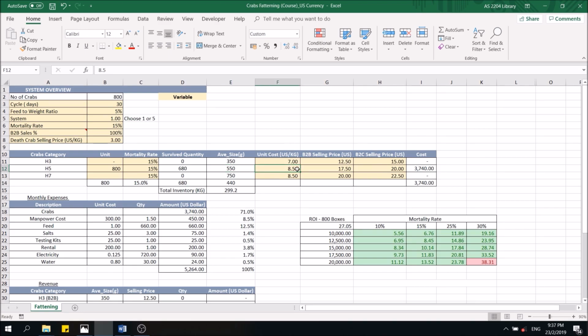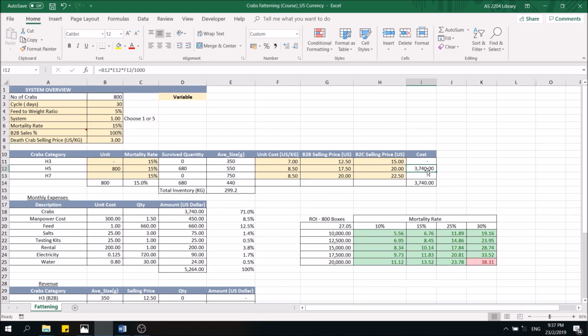And I have created two selling prices. One is B2B and the other one is B2C. For B2B, it will have lower revenue or lower selling price compared to B2C. For this model, it is $17.5 per kg. For B2C, it's $20 per kg. Next, we have cost. It means total number of crabs times the average size times the unit cost.